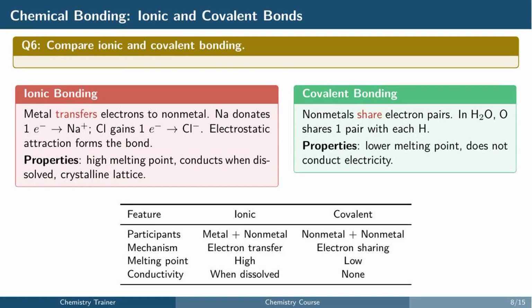Question 6. Compare ionic and covalent bonding. In ionic bonding, a metal transfers electrons to a non-metal. Sodium donates one electron to become sodium positive, and chlorine gains it to become chloride negative. Ionic compounds have high melting points and conduct electricity when dissolved. In covalent bonding, non-metals share electron pairs. In water, oxygen shares one pair with each hydrogen. Covalent compounds have lower melting points and do not conduct electricity.